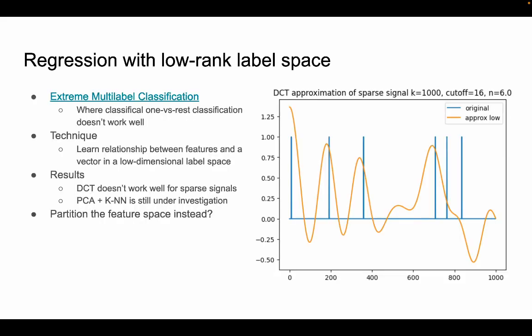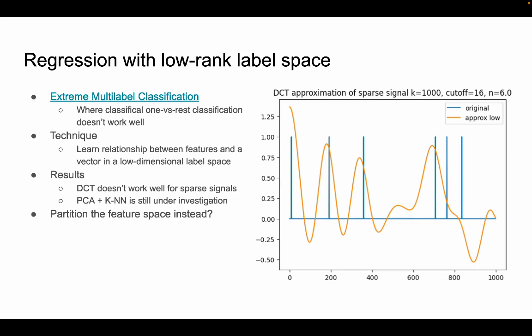In order to get around the large number of classes, we've tried doing something where we build up a low rank label space. So you can imagine taking all 10,000 species, but treating this as a multi-label problem. One technique that we try is to learn a relationship between the features and a vector in a low dimensional label space. We compute the DCT or the PCA on the label space. And we find out that first, the DCT doesn't work very well. We are trying to represent the signal using the sum of sinusoids.